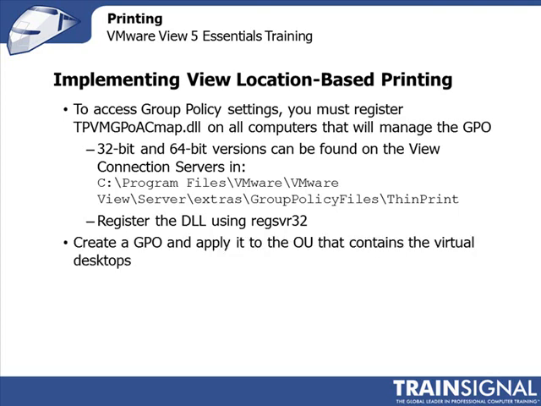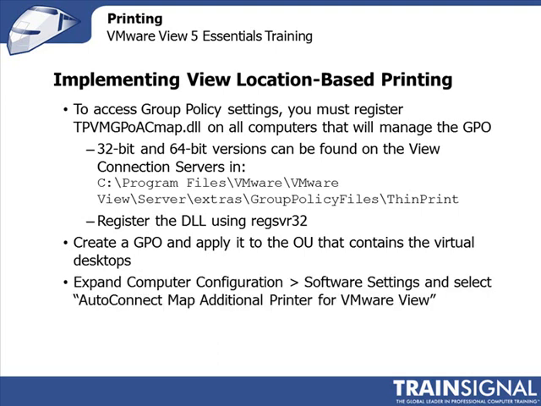Next, you need to create a group policy object and apply it to the OU that contains all of your virtual desktops. All the virtual desktops, of course, must have the View agent installed, and you need to make sure that the virtual printing option is selected during the agent install. This is a default setting, so unless you've changed your defaults, you'll probably be fine.